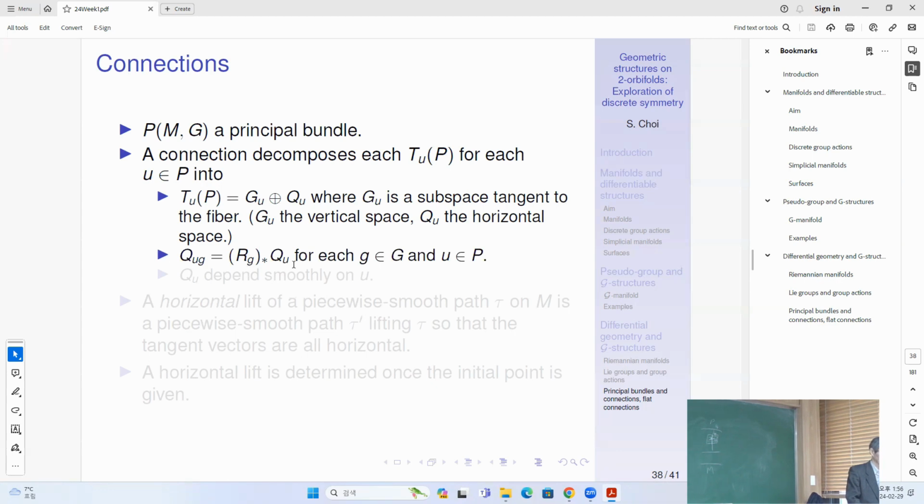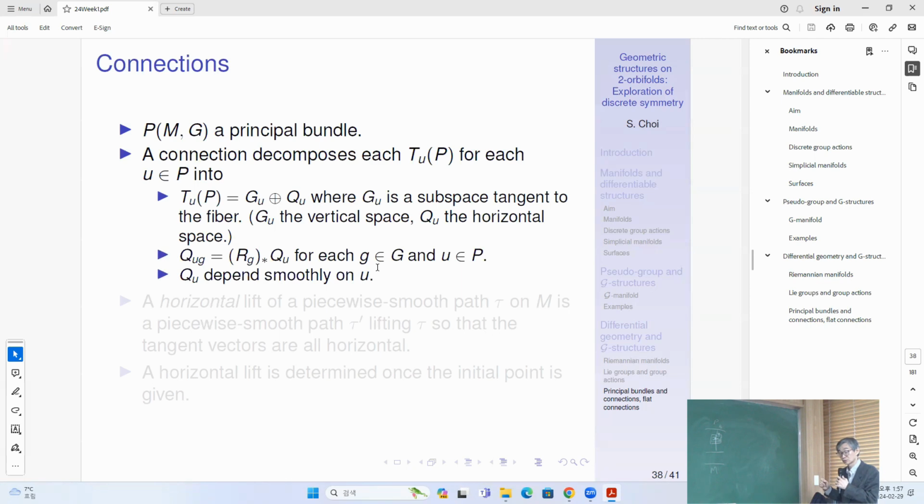Of course, we want a choice of this horizontal space which is invariant under the right action of G. G acts on the right, so it gives you a self-diffeomorphism of P, and it preserves its fiber. So this decomposition, Q_U, has to be just an image under the right action. That's what we want. And of course, we want Q_U to be defined smoothly. So the connection is nothing more than this kind of decomposition, the choice of Q_U. That's all it is.